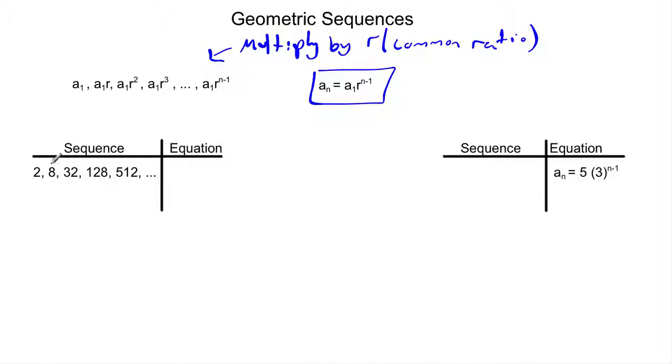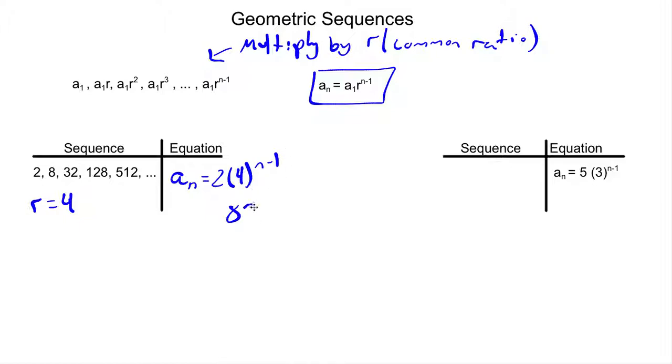So if we have this sequence here, 2, 8, 32, 128, 512, we know it's not arithmetic because we're not adding something each time. So what we need to do is figure out what that common ratio is. What are we multiplying by each time? Well, 2 times 4 is 8, 8 times 4 is 32, 32 times 4 is 128. So the common ratio is going to be 4. And then a sub n is going to be equal to the first term, which is 2, times that common ratio of 4 to the n minus 1.